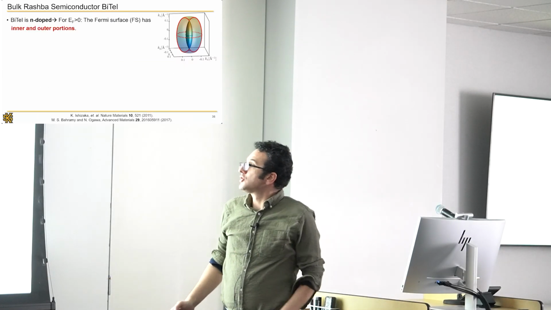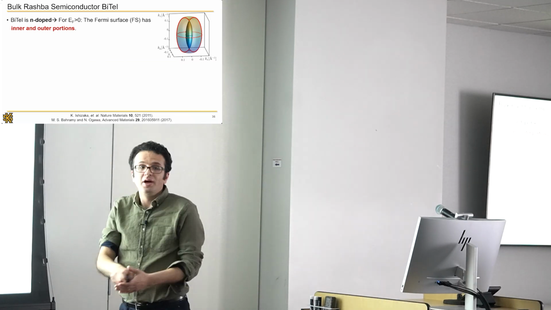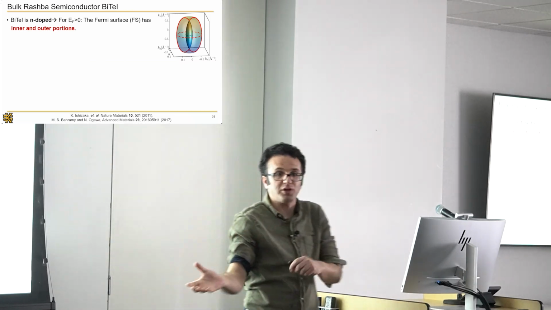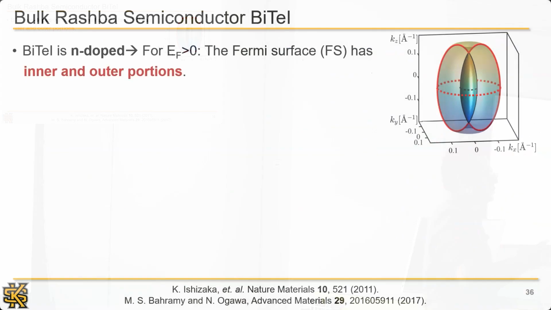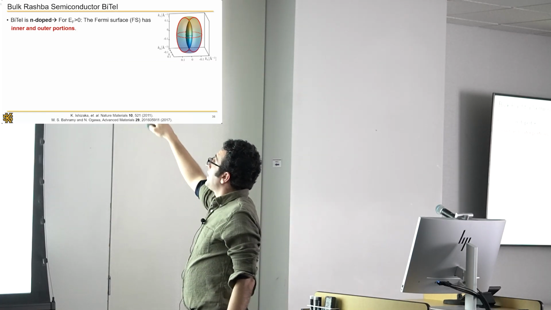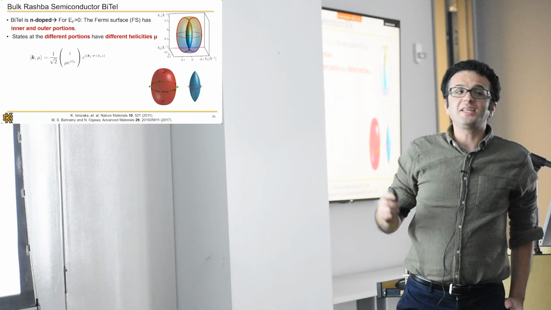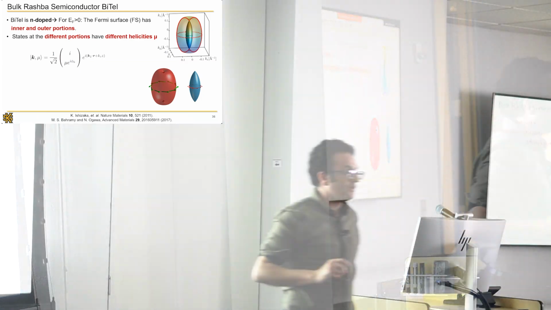Okay, so now if I plot the Fermi surface, now things are three-dimensional. We went from 2 dimensions to 3 dimensions now. So now the Fermi surface is really a volume, right? It has a volume, not only an area. So we notice that we have an inner and an outer portion of my Fermi surface. So what's the difference between the inner and the outer portion?